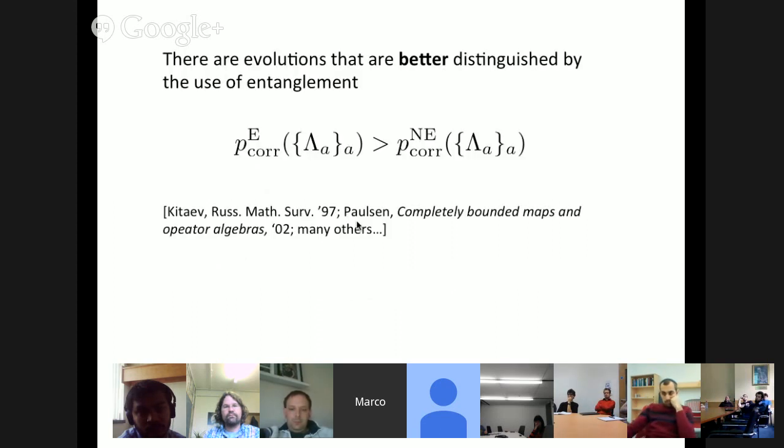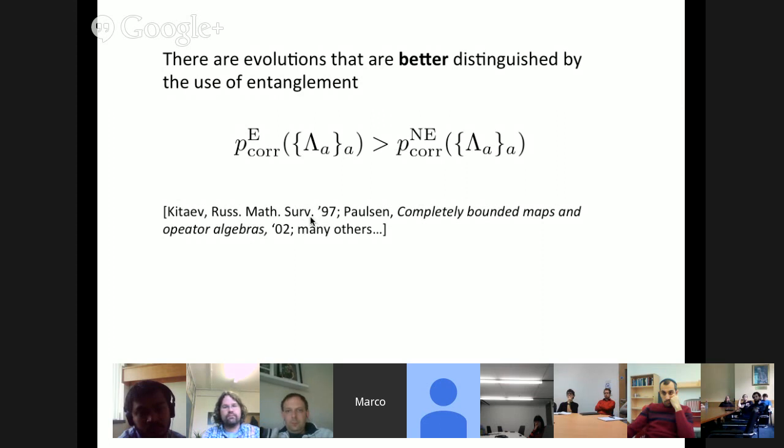So what is known is that all these considerations are meaningful, in the sense that there are evolutions that are better distinguished by the use of entanglement. In our notation, it means that the probability of guessing correctly using entanglement for these subchannels or this instrument is strictly greater than the probability of guessing correctly without the use of entanglement. And here I'm saying there are evolutions, so one can find examples of evolutions, in this case of subchannels, where this happens. And this has been known, of course, for quite some time.